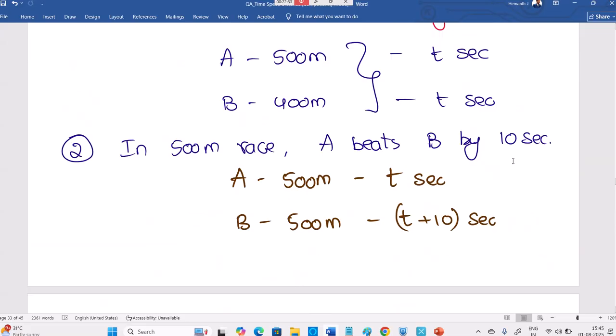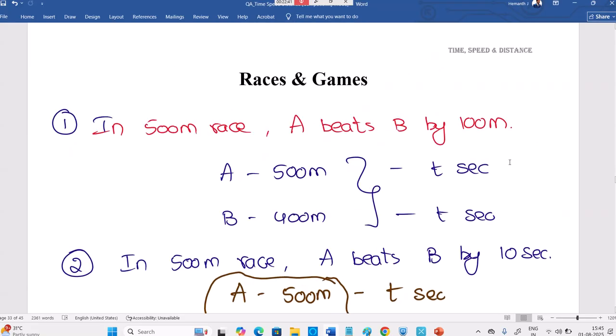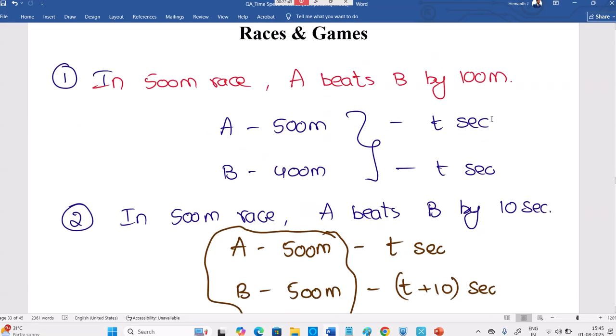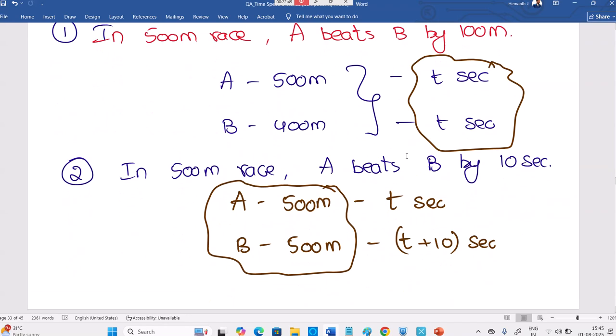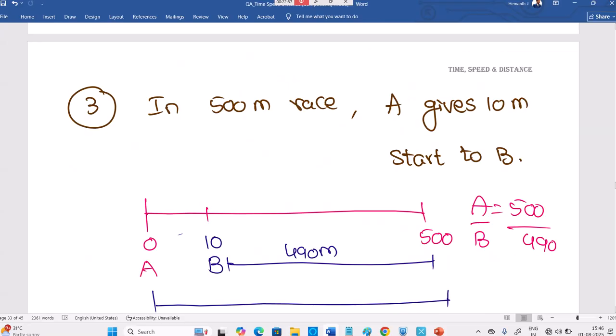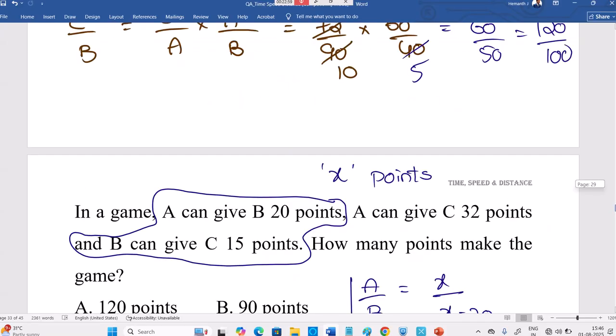Here A beats B by 10 seconds. At that time, distance is constant, 500. Here A beats B by distance they mentioned. At that time, timing is constant. That is what we used to solve for the speed of B directly. You have a look, in one the distance is constant, in the other the timing is constant. Fine. So let's see the next question.